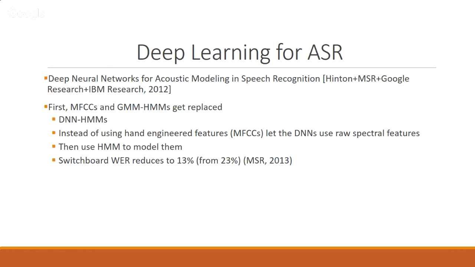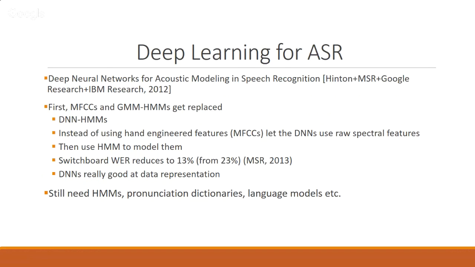And it's not very surprising, given similar things we have seen in image processing and so on, where representation is really the thing that DNNs are good at. So even with this architecture, you still need the HMMs, you still need the pronunciation dictionaries, you still need the language models and all. So even though the word error rate has gone down a lot, the resource requirement is still pretty much the same. And so, at least from the point of view of people who want to do other languages, it doesn't really solve the problem that much yet. But it's still pretty good.